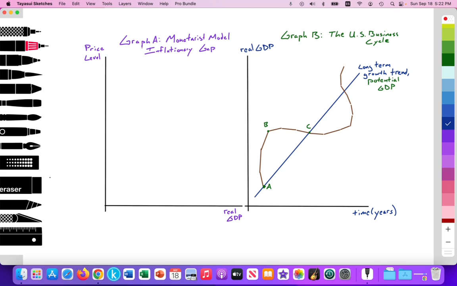Okay, so graph A will use the monetarist model, and we're going to illustrate the creation and elimination of an inflationary gap. On the y-axis, we're measuring the price level, and on the x-axis, real GDP. And next to that, I'm going to have the business cycle, just to illustrate how the monetarist model is a reflection of this business cycle. So I have points A, B, and C, which I'll be referring to in my monetarist model.